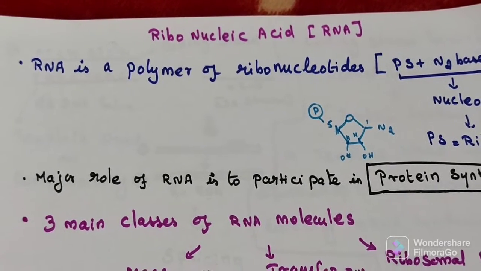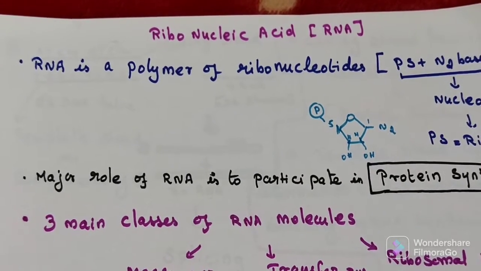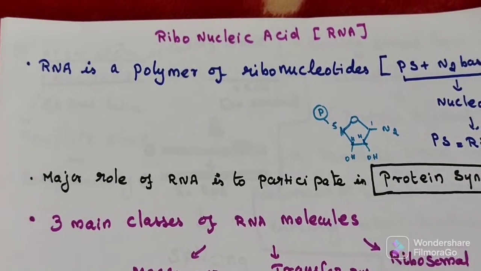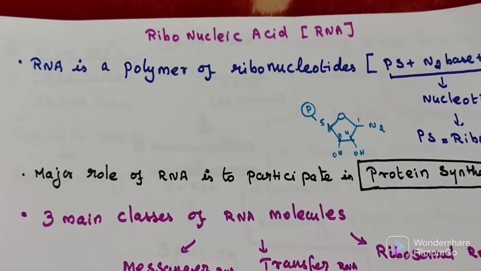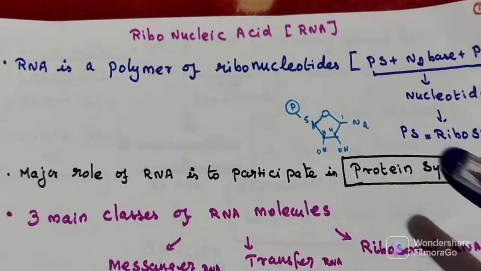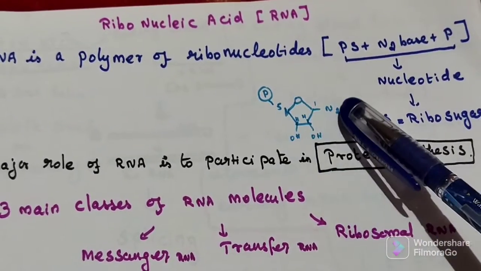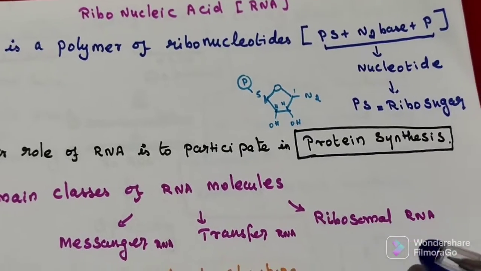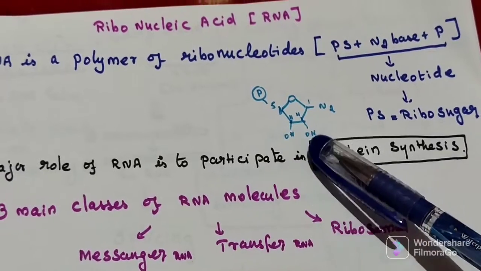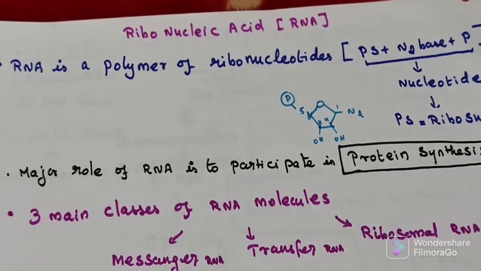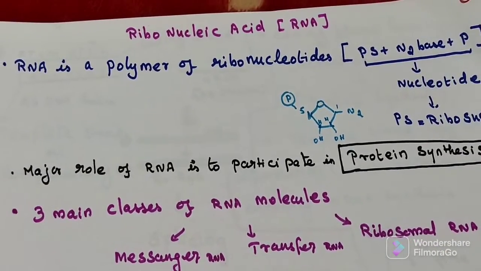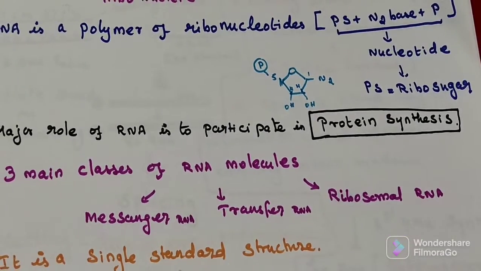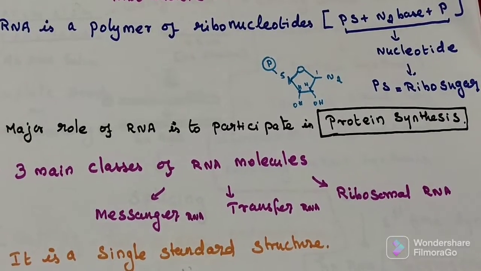In this video, we want to look at one more new topic, RNA, ribonucleic acid. RNA is a polymer of ribonucleotides. That means one pentose sugar along with a nitrogen base and phosphoric acid. Here the pentose sugar is ribose sugar. Two functional groups it has. The major role of RNA is to participate in protein synthesis. No RNA means no protein synthesis.